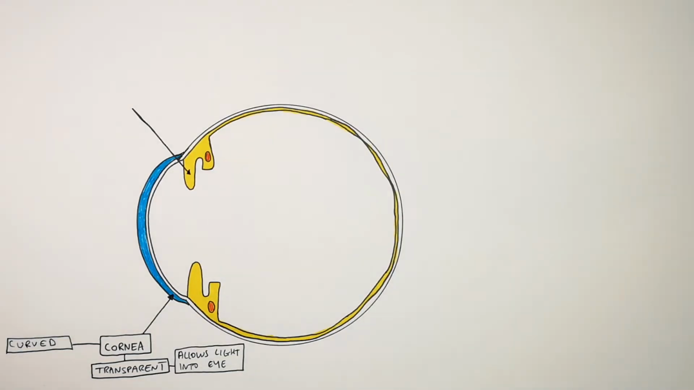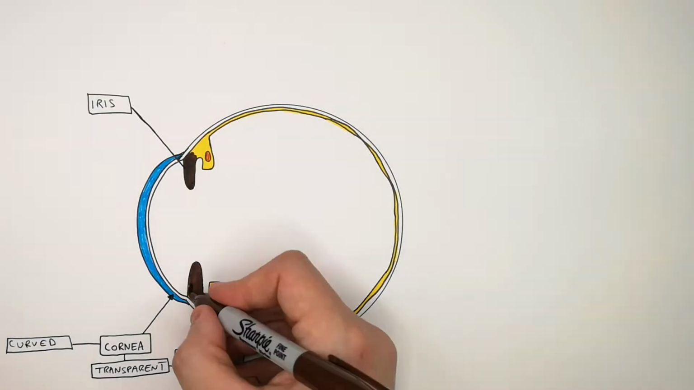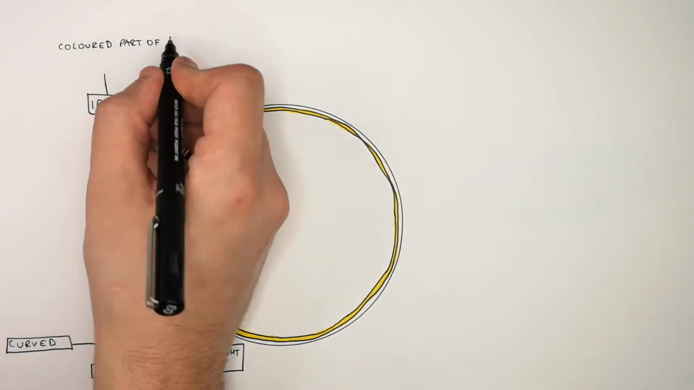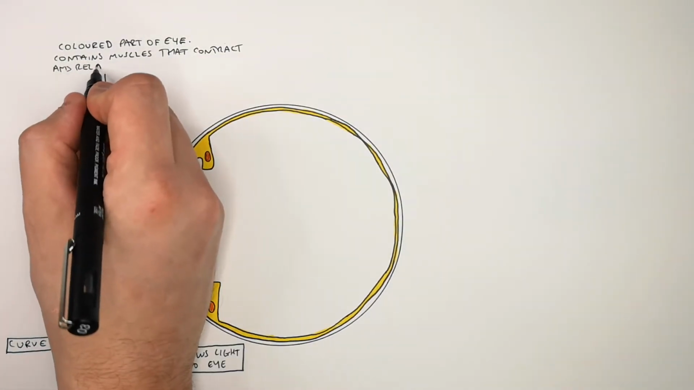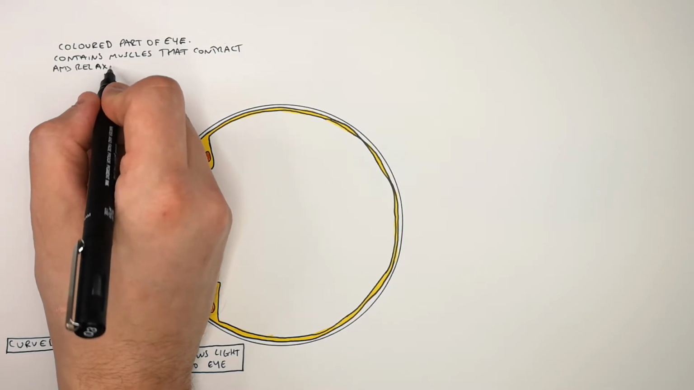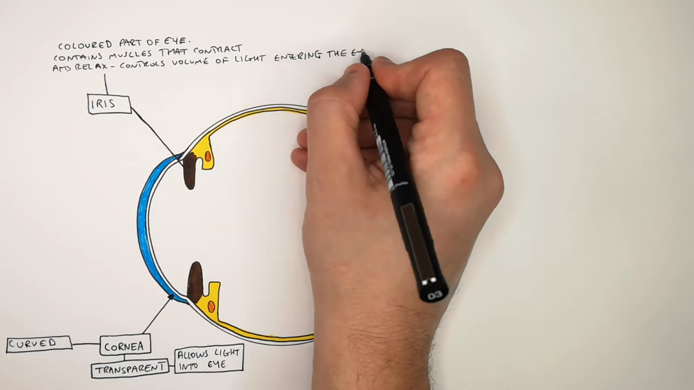This part of the eye is called the iris. So this here is the iris. Do not confuse the iris with the pupil. The iris is the colored part of the eye, and it contains muscles that contract and relax. So the iris will open and close, and it will control the volume of light entering the eye.